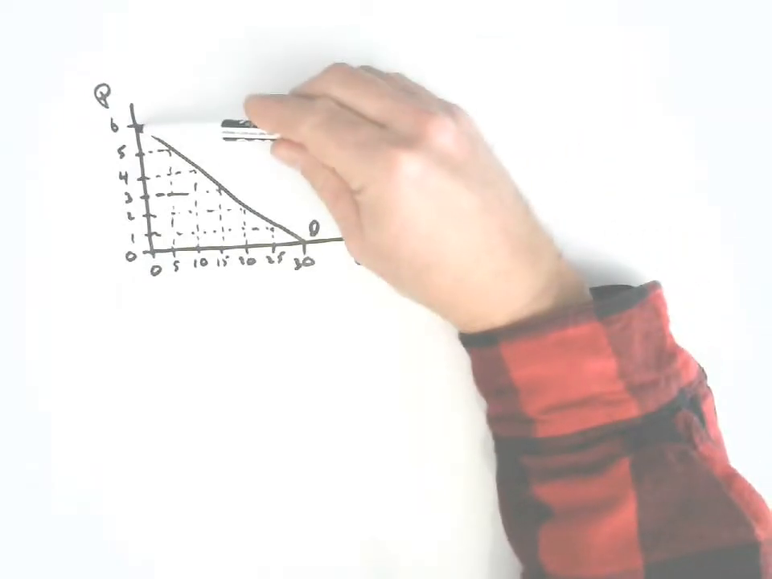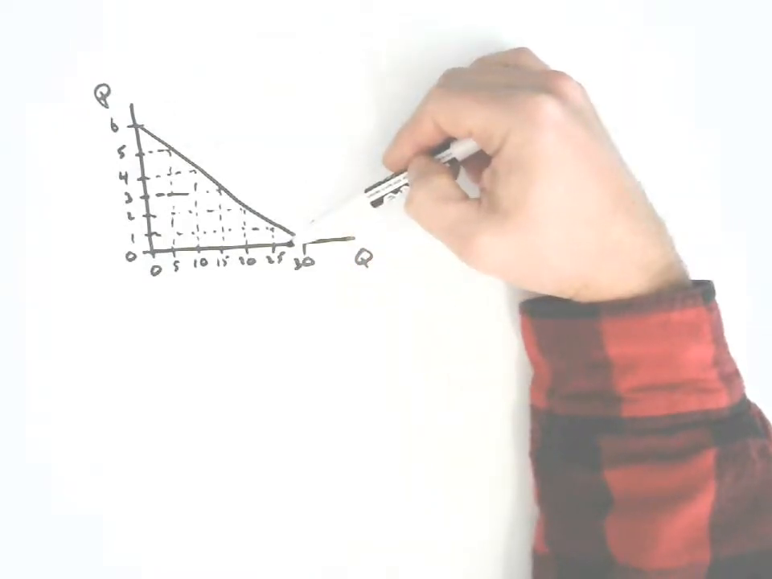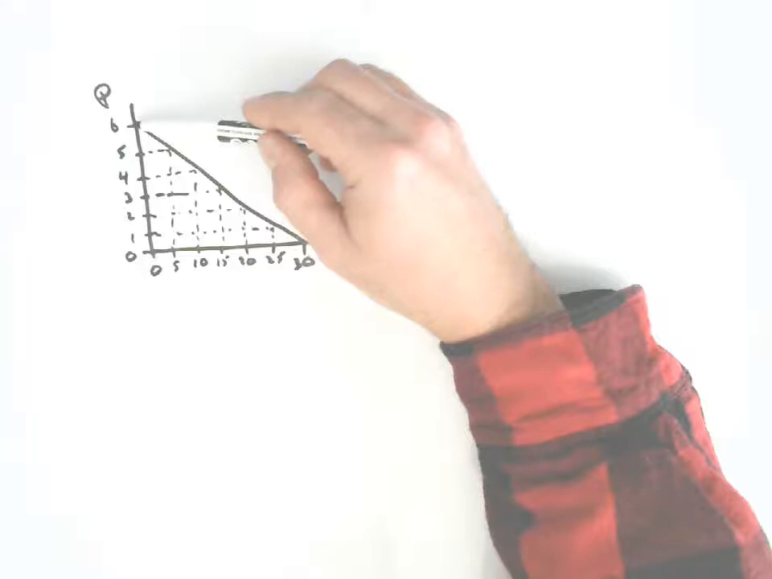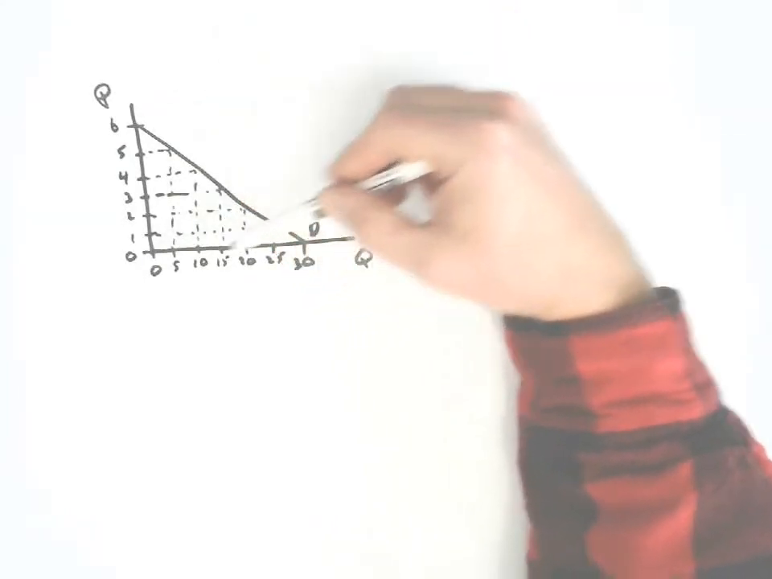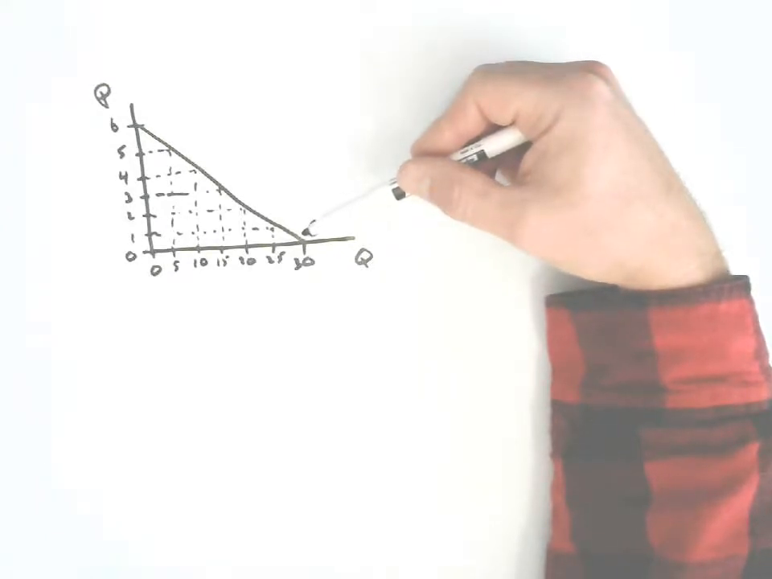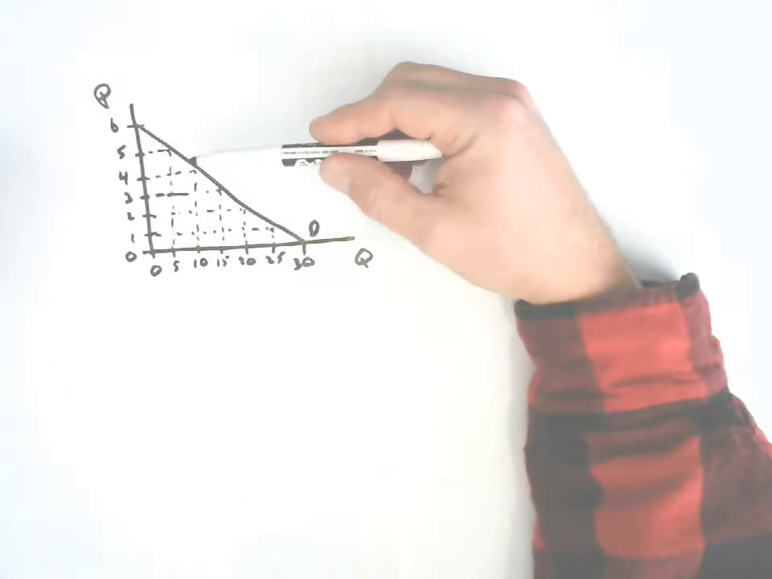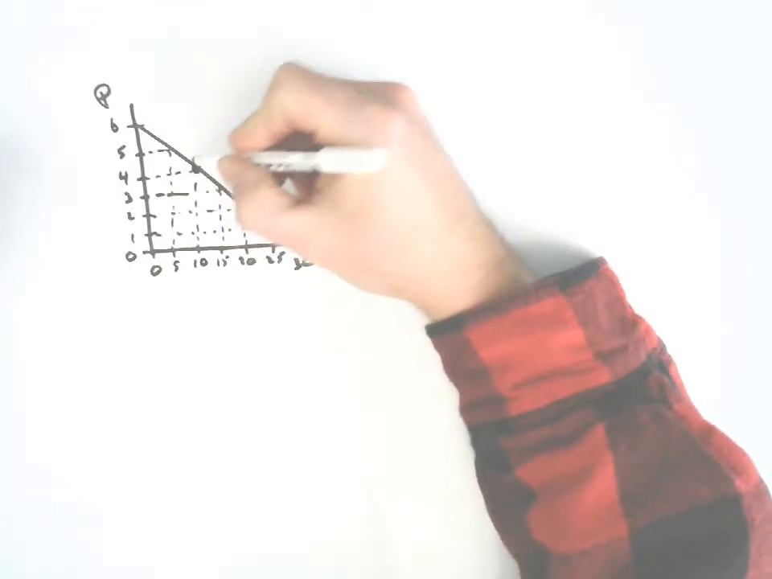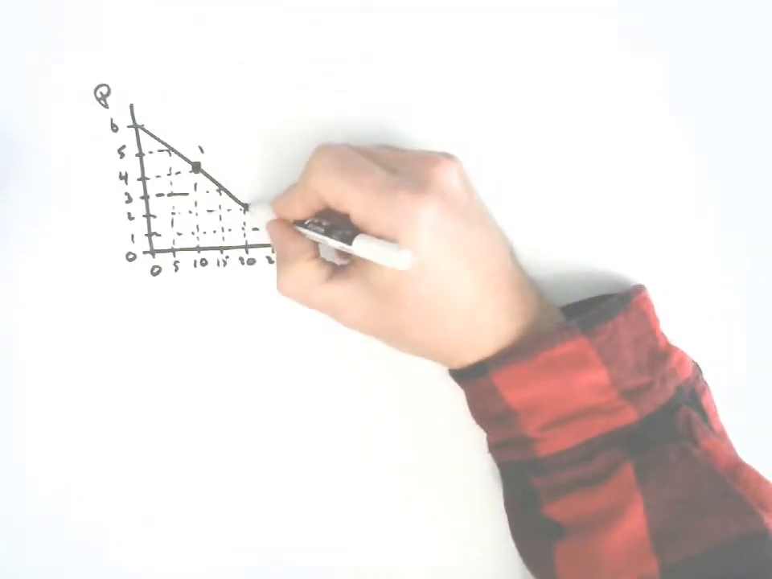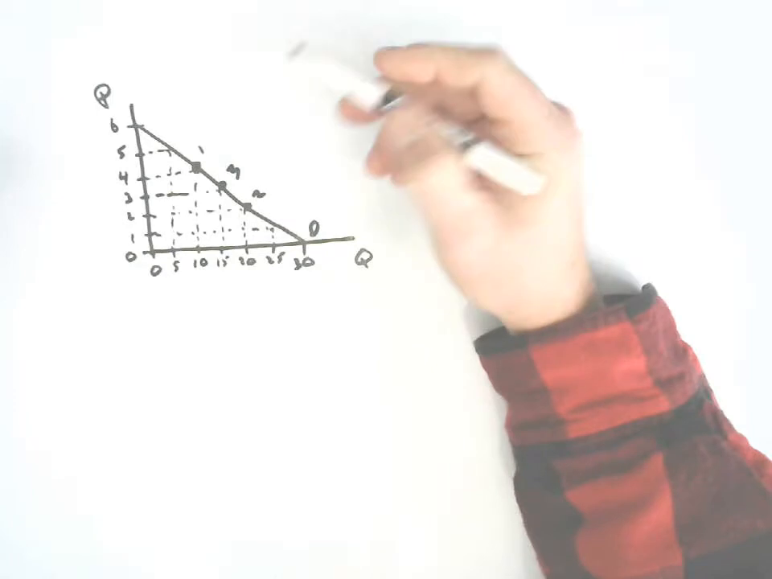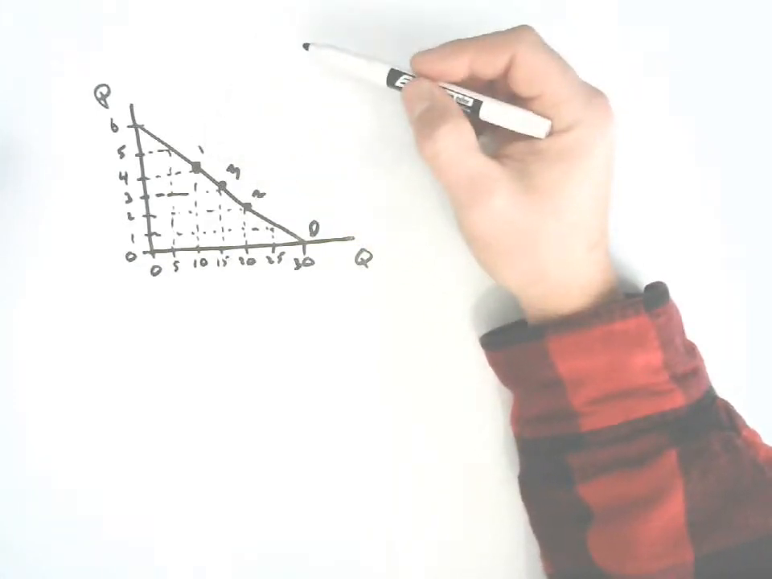Furthermore, I've connected the ends to the vertical and horizontal axes respectively. So at a price of $6, 0 units would be purchased. And if the product were given away for free, there would be 30 units of the good that people would want. So what we're going to do is apply the elasticity calculations to this curve, specifically at point 1, point 2, and point 3. You'll see in a minute why I don't use these points sequentially.